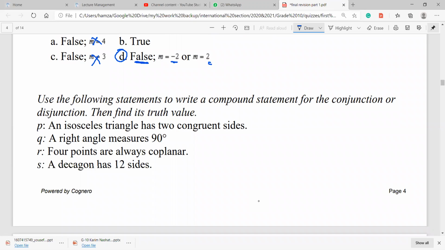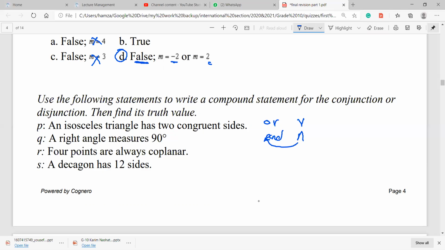Now we will talk about the compound statement. You know that we can join two simple statements using or, and we can also join them using and. So this is the symbol for or, and this is the symbol for and. It just goes down like an A. If you can't remember it, just remember that and starts with A. So this is the symbol for or and and. The question now: when will the statement be true?